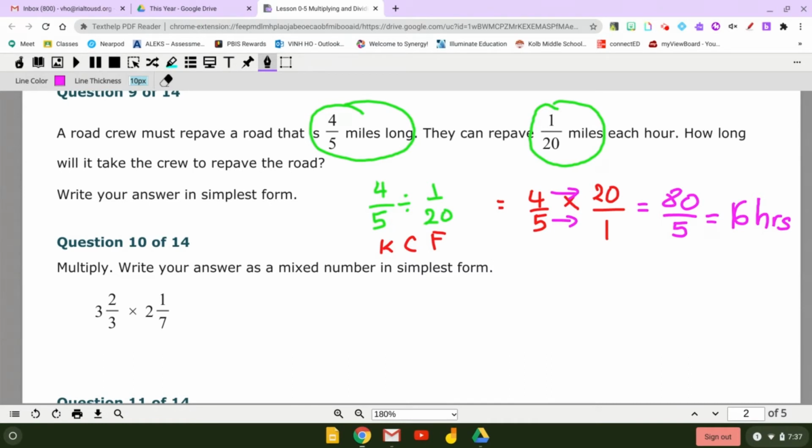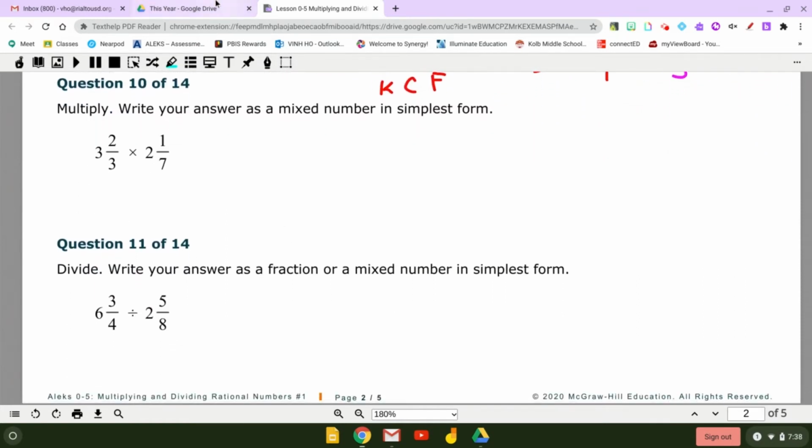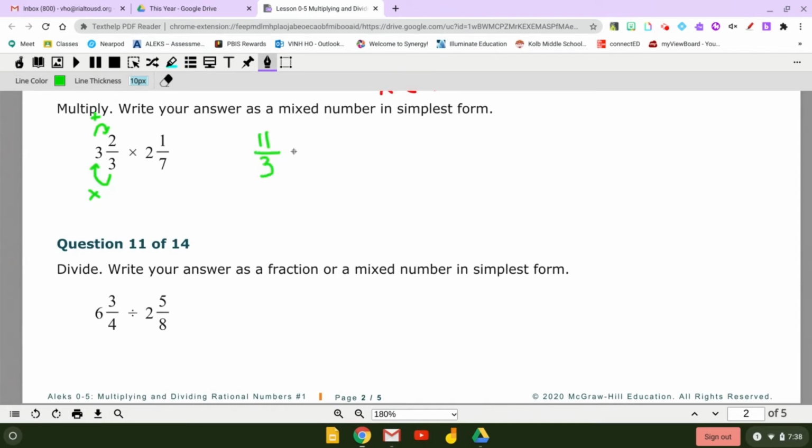All right, problem 10. We're going to multiply two mixed numbers together. So how do you do that? The first step, you have to write all your mixed numbers as improper fractions. How do you write a mixed number as an improper fraction? We multiply the bottom and add the top. 3 times 3 is 9, plus 2, that will be 11. Keep the denominator, which is 3.